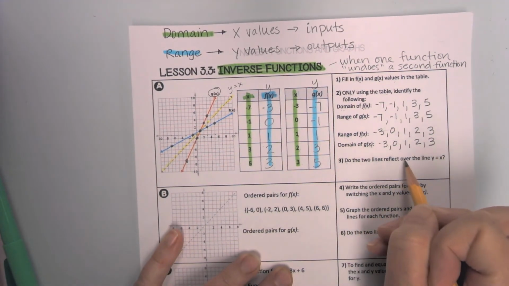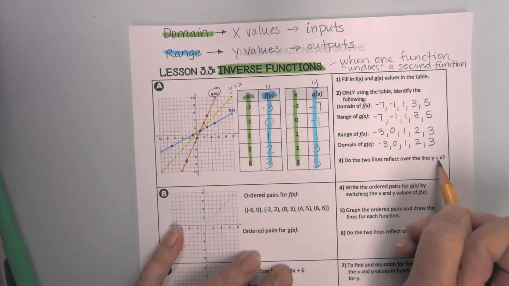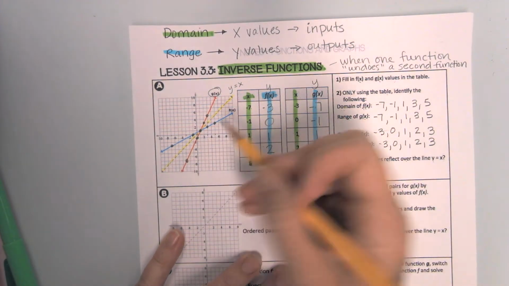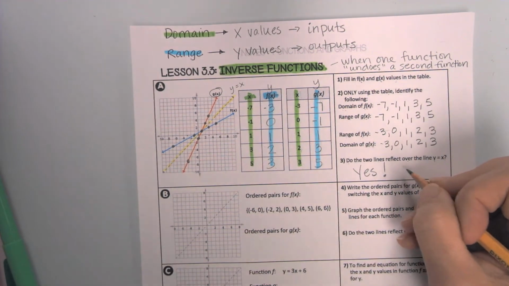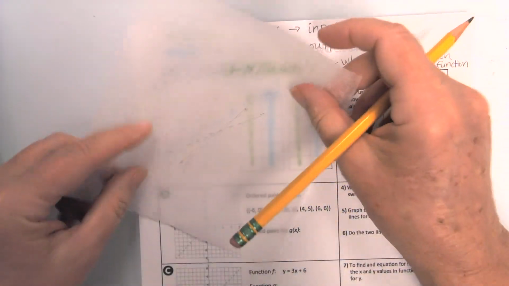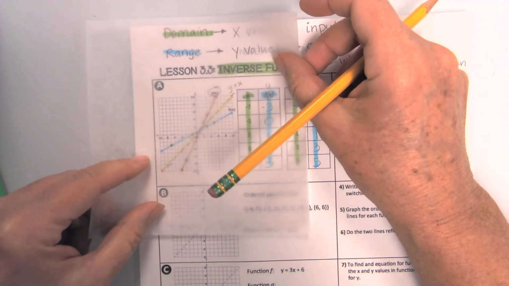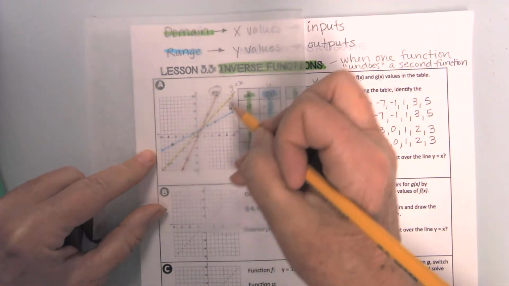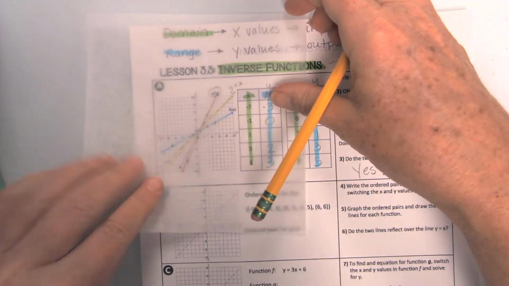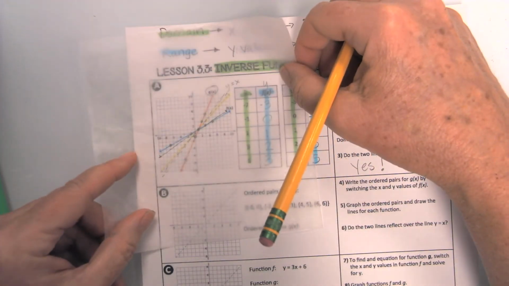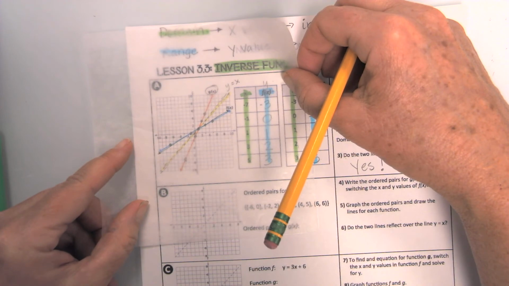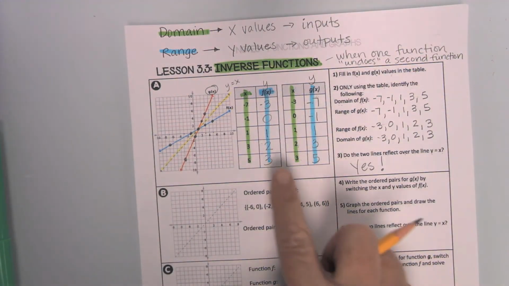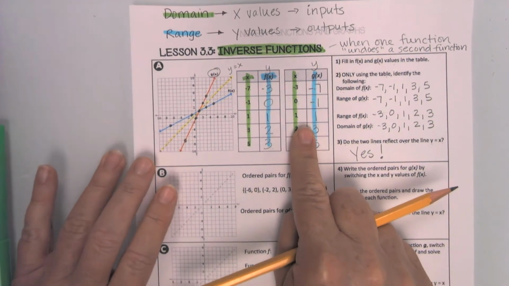Do the two lines reflect over y equals x? Yes. And we actually did check that with the patty paper. Remember? So grab patty paper and try it. Sketch your line, and then you make the flip, which is called a reflection in geometry. And notice that the lines match up. Okay, so that is one way to look at inverse functions.